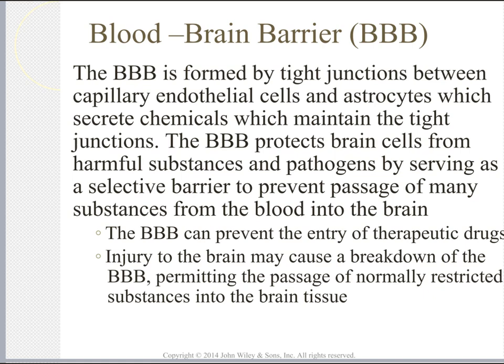Another important protective border to our brain is the blood-brain barrier. It's formed by tight junctions between capillary endothelial cells and astrocytes, which secrete chemicals which maintain the tight junctions. Now, it is a highly selective, semi-permeable border that prevents solutes in the circulating blood from non-selectively crossing into the extracellular fluid of the CNS, or central nervous system, and this is where those neurons reside.